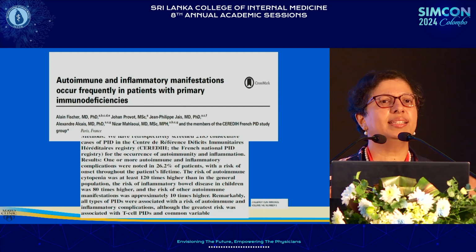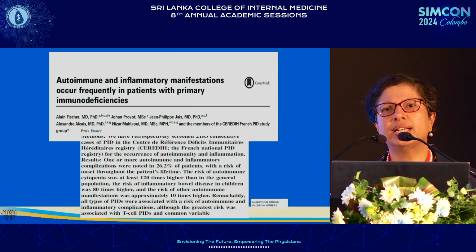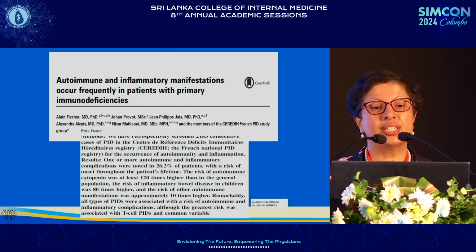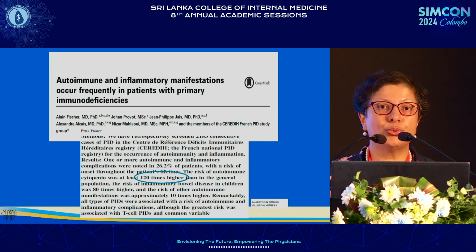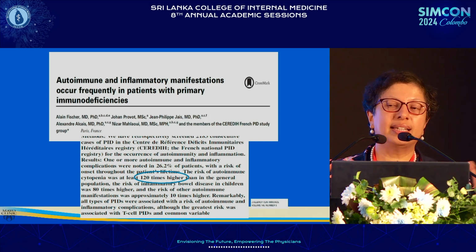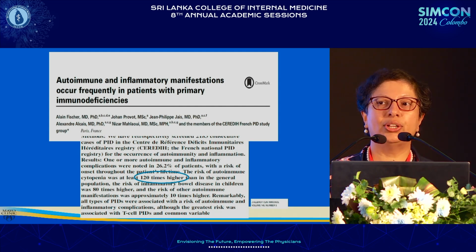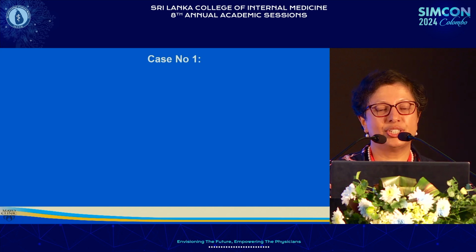So what are these autoimmune manifestations? As I initially mentioned, these patients are at 120 times, I want to stress that, 120 times higher risk of autoimmune cytopenias, autoimmune thyroid disorders, celiac disease, autoimmune enteropathy, something that many times may not ring a bell in your head about an immune deficiency, but very commonly seen in these patients.